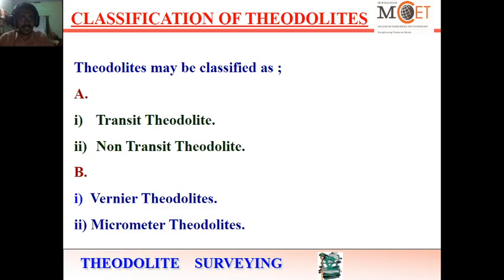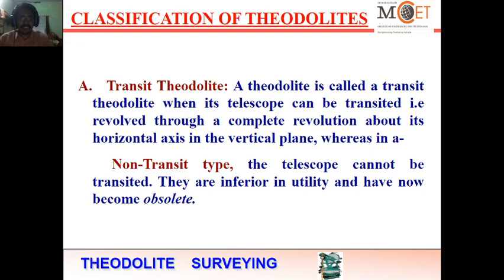Based on this, the classification of theodolites is transit theodolite, non-transit theodolite, vernier theodolite, micrometer theodolite, right? What are they? Transit theodolite means its telescope can be transited, that is revolved through a complete revolution about its horizontal axis in the vertical plane, right? But in the non-transit, the telescope cannot be transited; they are inferior in utility. So nowadays non-transit theodolites are obsolete, right? So predominantly transit theodolite is used.